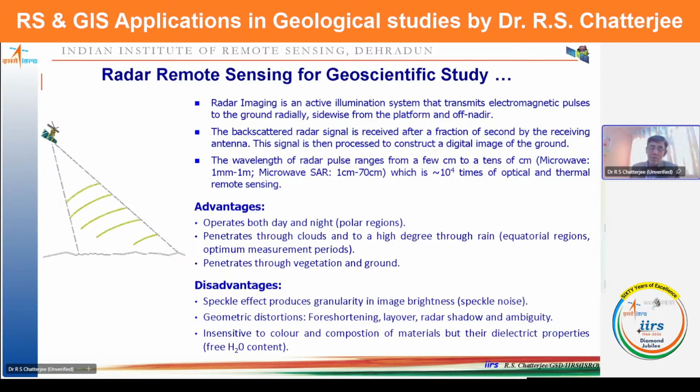Okay, so these are the distortions, and it is not sensitive to color at all and the mineralogical composition. It only depends on the electrical property of the material, particularly dielectric property of the material, isn't it? And the surface roughness.